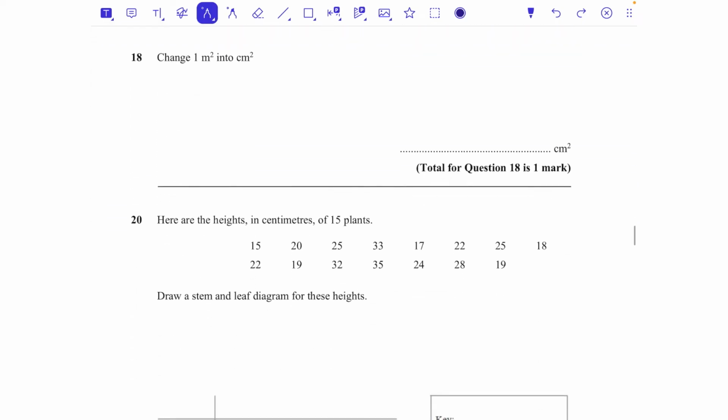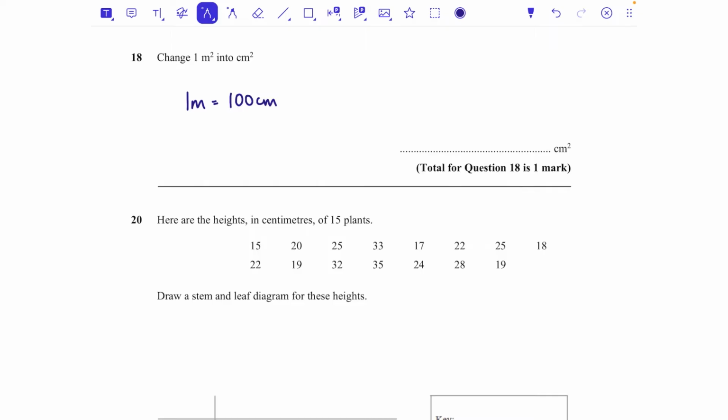Question number 18. Now this one was answered really poorly. I remember the examiner saying how badly this was answered. So this is a bit of a tricky one. Change 1 metre squared into centimetre squared. Now, because it's area, it's not the same as length. So normally you guys would be able to say to me that 1 metre is 100 centimetres, so we'll just times it by 100. And that doesn't work because it's area.